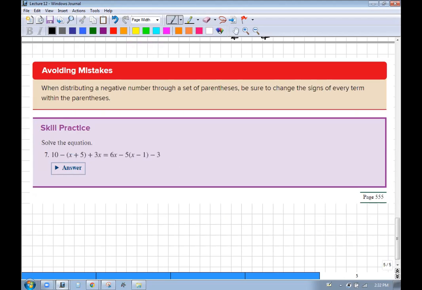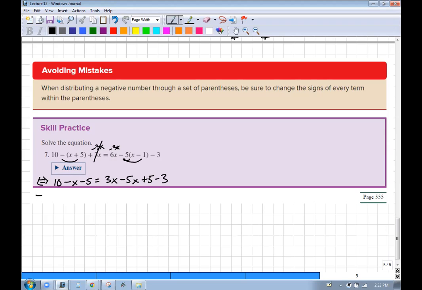Look at all those X's. That's okay. I see some X's here. Let's get rid of those. All right, that'll get rid of that. And we can get rid of these parentheses too. Distributing the minus, we got a minus X and a minus 5. 6X minus 3X gives me 3 X's. A minus 5X, a plus 5, and a minus 3.